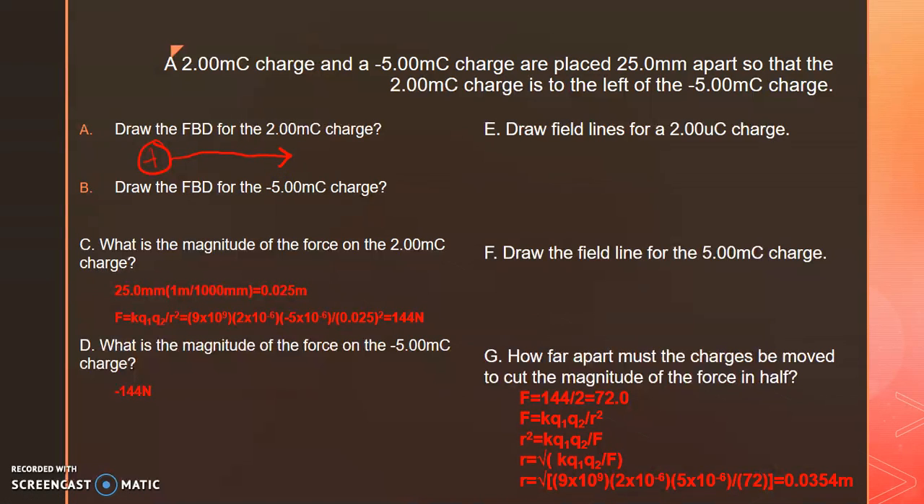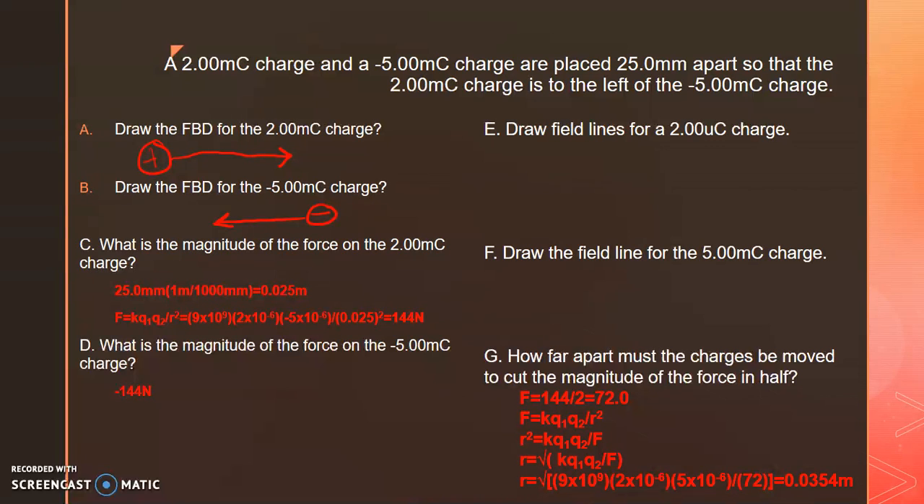So now it says draw the FBD for the negative 5 charge. Since it's on the right, we would have the negative, and then it's going to be attracted to the positive, so the arrow should be pointing that way.